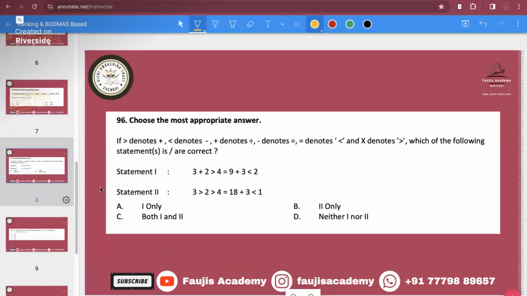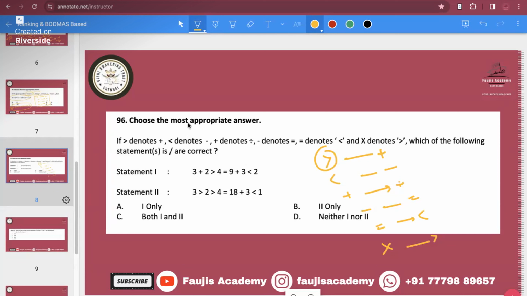Cool. Yes. This one also is the same, easy. Write it down. Don't be in a hurry. In these types of questions specifically, greater than sign is plus, less than sign is minus. Plus is this. This one is this. This one is this. And this one is this.